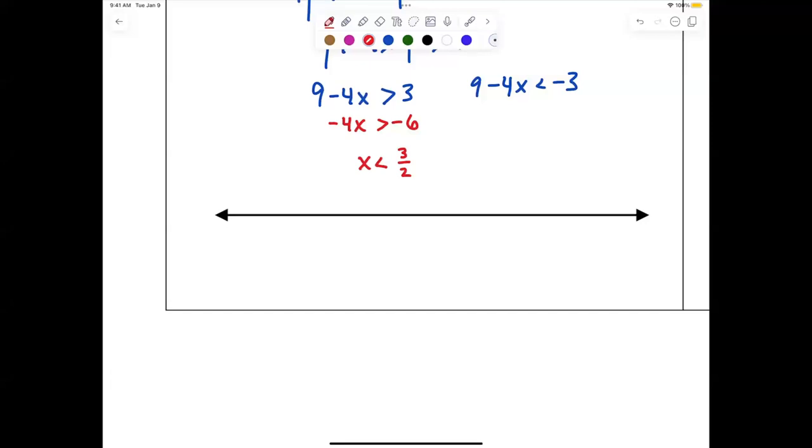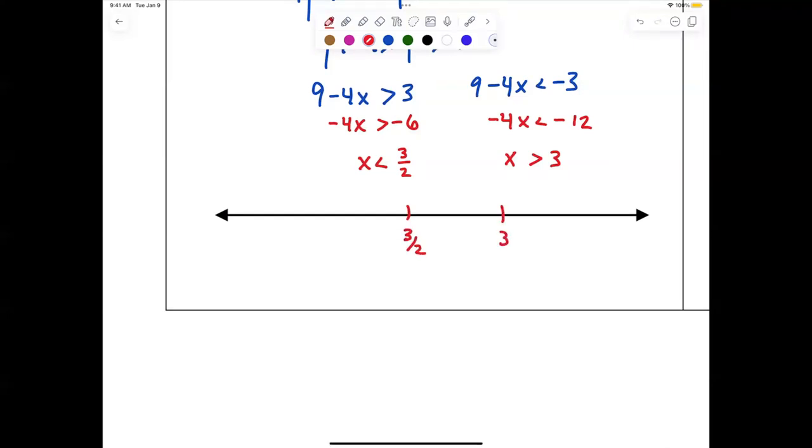How am I doing? You good with that or not? Yes, we did. Negative divided by negative is a positive. You see it? All right, now we're going to subtract 9 again. -4x is less than what? -12. Divide by -4, so that means x is what? Greater than 3.